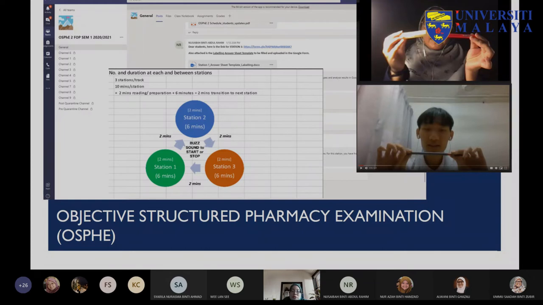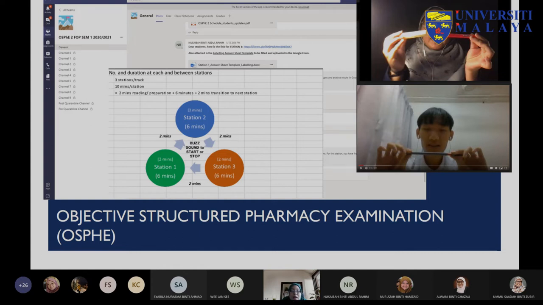During this objective structured pharmacy examination, or in short, the OSPE, the students are grouped into different tracks. Let's say we have three tracks, and the three tracks go in simultaneously in teams. There will be a schedule. The first student will go to station one, the second student to station two, and then station three, and they will swap. Each station will have an assessor or an invigilator.